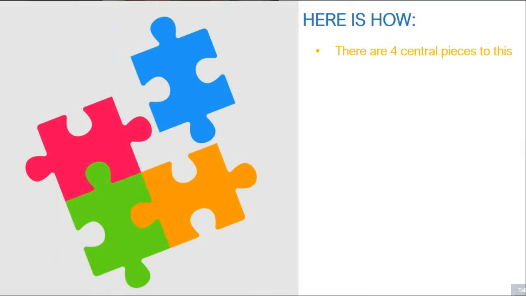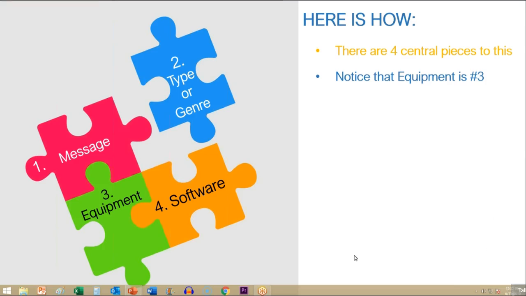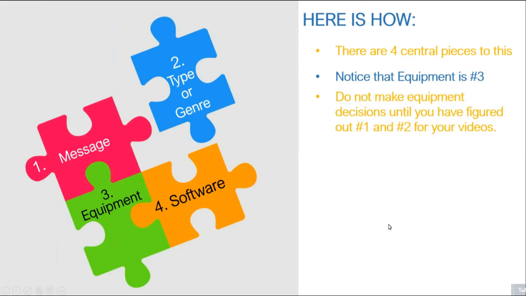So here's how we're going to go through things today. There are 4 central pieces to all of this. You have the message, you have the type or the genre, you have equipment, and then you have software. Notice equipment is number 3. We'll go through the message and the genre, and really that's what you need to do in your own process before you decide what camera you're going to be putting in your company.